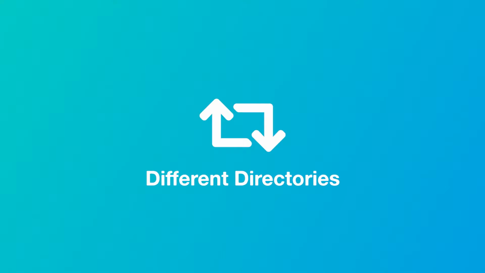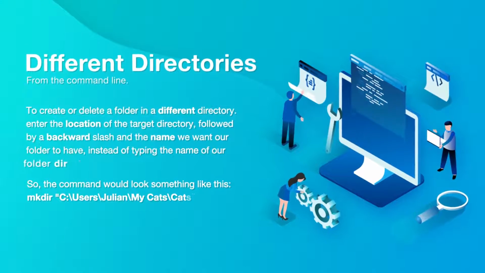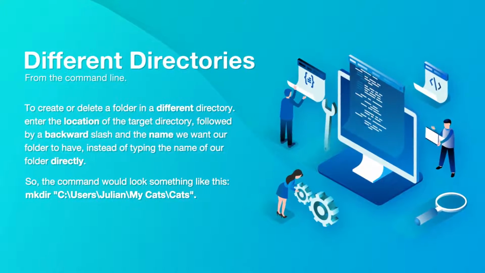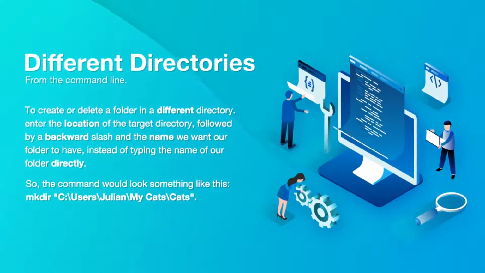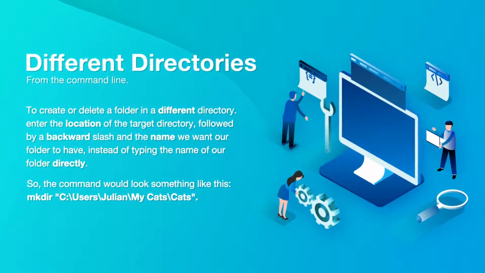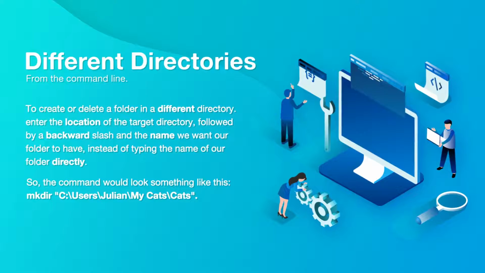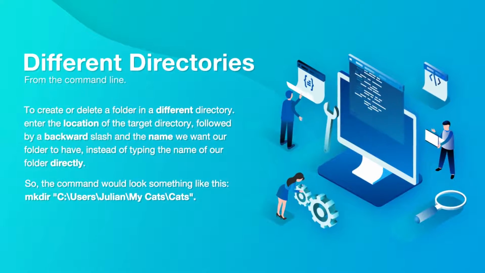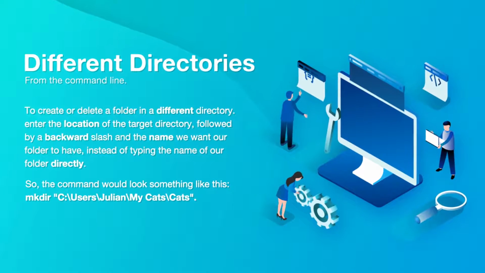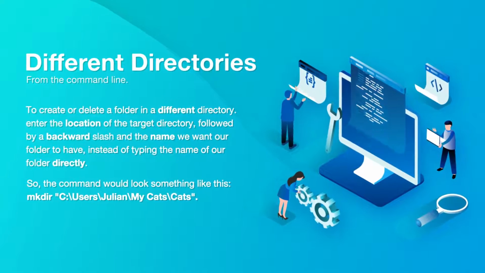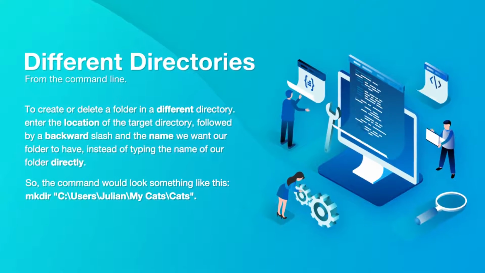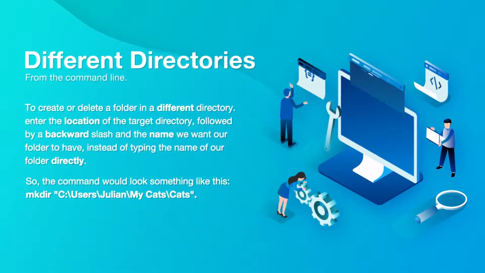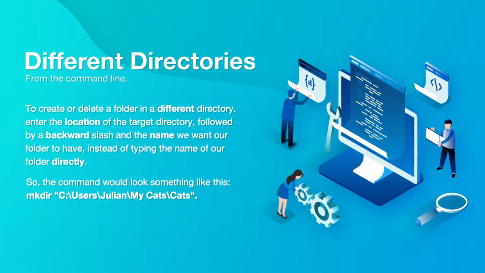Different directories. Using the mkdir command, we can create a folder in our current directory. But what if we want to create or delete a folder in a different directory without having to navigate there? You would have to enter the location of the target directory, followed by a / and the name we want our folder to have, instead of typing only the name of our folder. So the command would look something like this. As you can see, we are once again using quotation marks because the location of our directory contains a space. In the same way, you can replace mkdir with any command to complete any task from any directory.